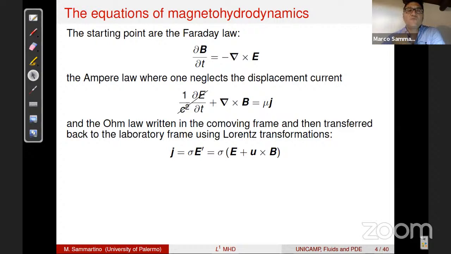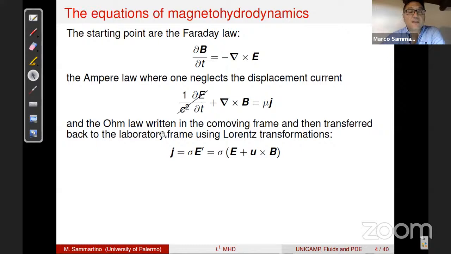The starting point is the Maxwell equations. So the Faraday law, which links the time derivative of the magnetic field with the curl of the electric field. And then the Ampere law, in which one neglects the so-called displacement current. So J is the current.